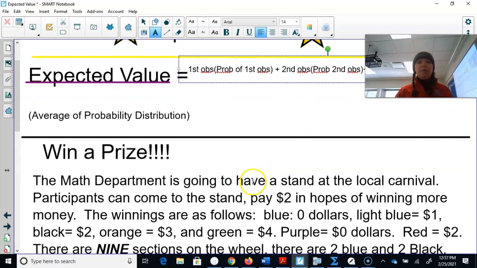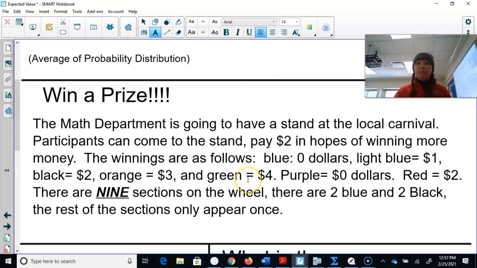Let's go ahead and try it with this one here. I chose this problem for a specific reason. The math department is going to have a stand at a local carnival. Participants can come to the stand and pay $2 in hopes of winning more money. The winnings are as follows. Blue is $0, light blue is $1, black is $2, orange is $3, green is $4, purple is $0, red is $2. There are 9 sections on the wheel. There are 2 blue and 2 black. The rest of the sections appear only once.